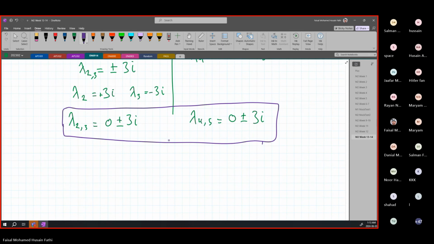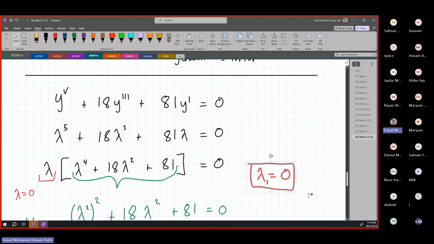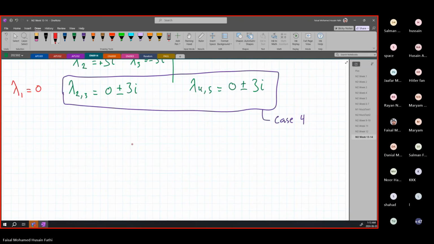All right? Case 4. And remember, from early on, we found that lambda 1 equals 0. At the very beginning, we found lambda 1 equals 0, which we took out as a common factor. So now we need to build our solution, our y, which is equal to.